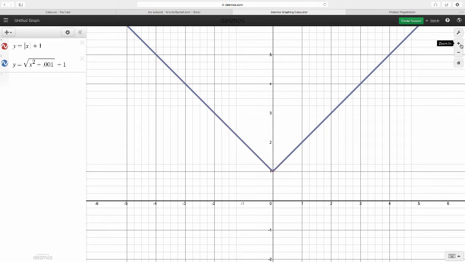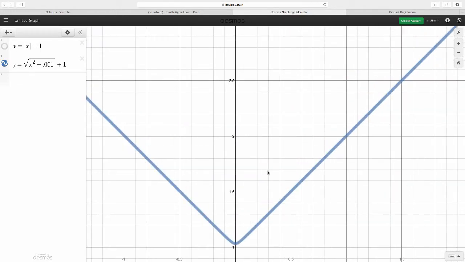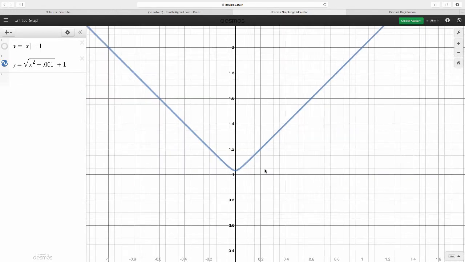So let's just see this firsthand. I'm going to zoom in on the quote-unquote corner of this function and watch what happens.